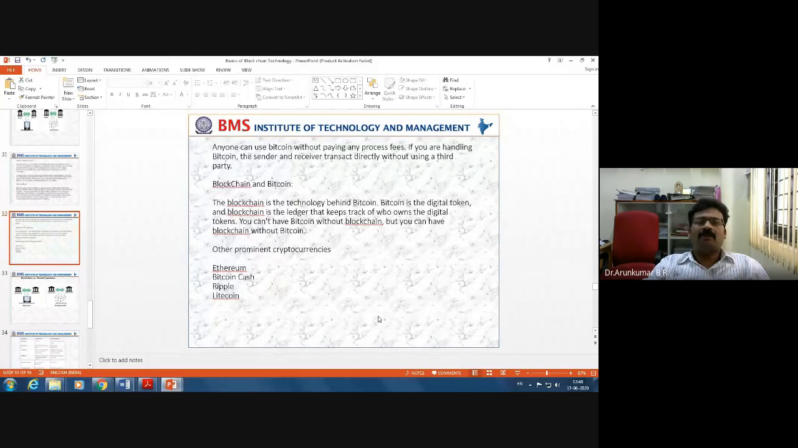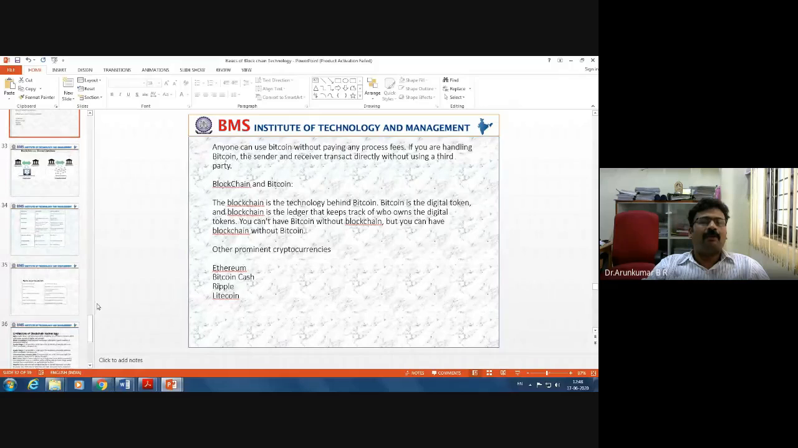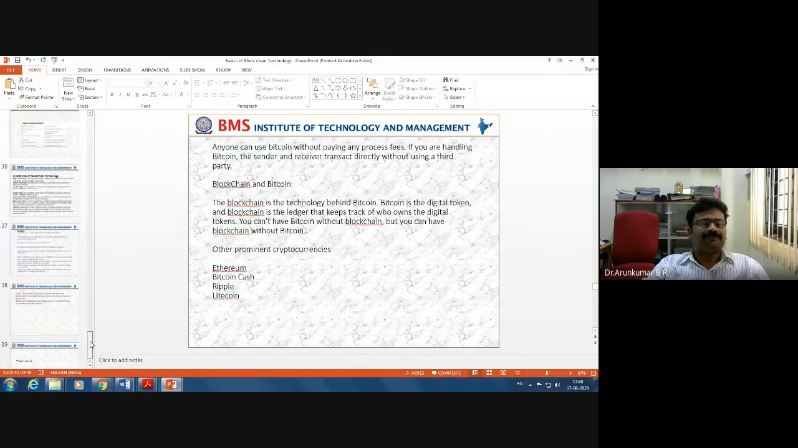Other prominent cryptocurrencies are Ethereum, Bitcoin Cash, Ripple, and Litecoin. These are the other cryptocurrencies apart from Bitcoin. Please remember them: Ethereum, Bitcoin Cash, Ripple, and Litecoin. These are the other cryptocurrencies.